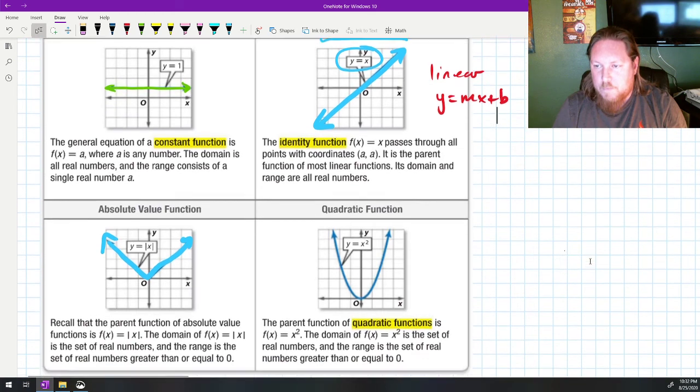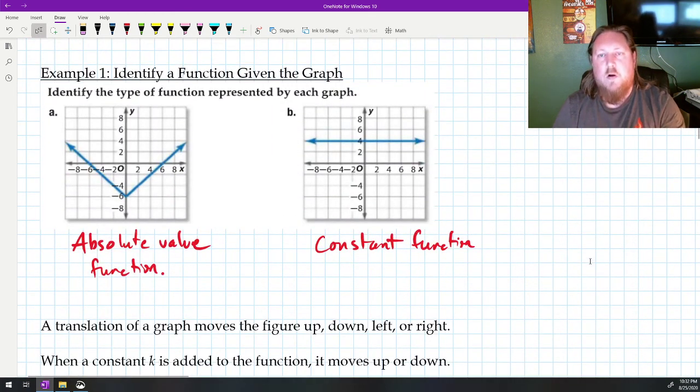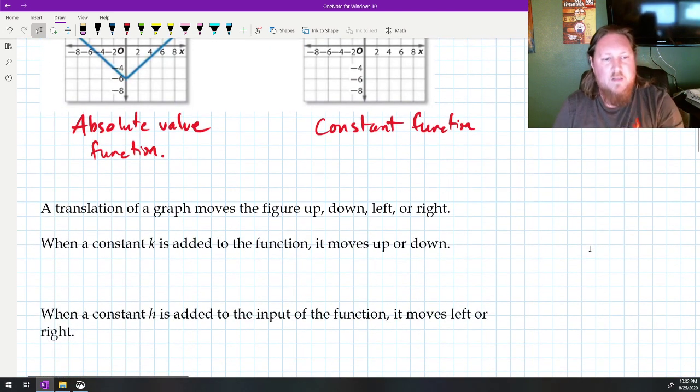All right. So those are all parent functions for families of graphs. And we call them that because all the other graphs in that family are based on them. And the way that they are based on them is we do translations. And we'll talk about that in the next video.